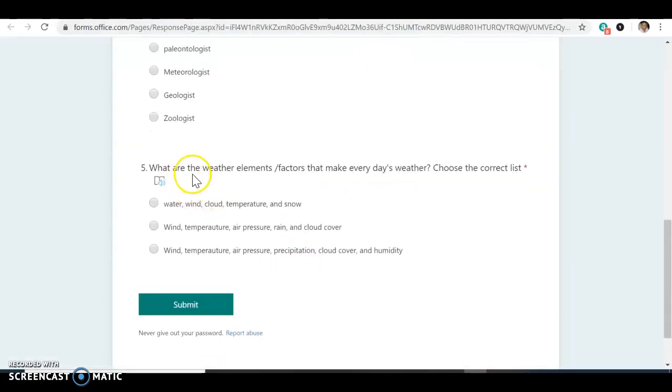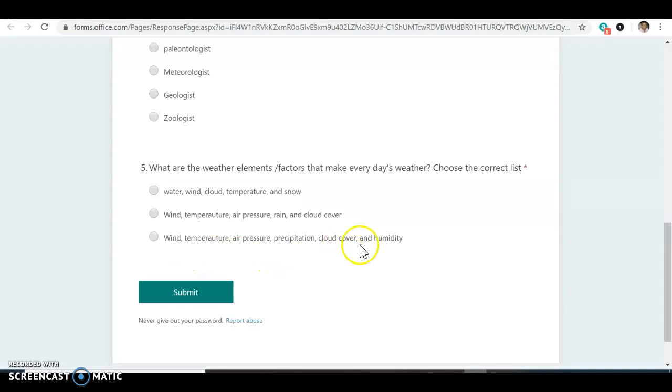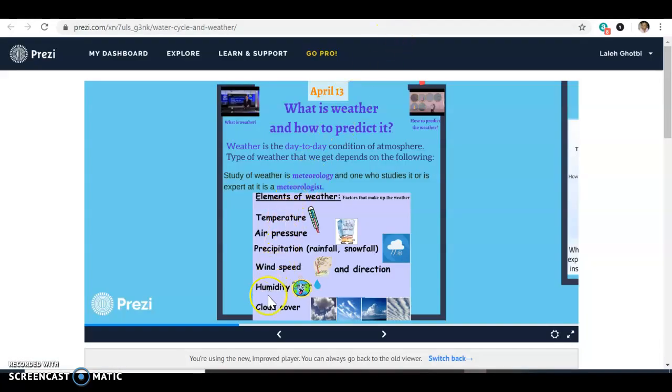Then I had, what are the weather elements or factors that make every day better? Choose the correct list. These two are not complete lists. This one has water in it, which is not even correct. Wind, temperature, air pressure, precipitation, cloud cover, and humidity are the correct answers. And you have them right here.